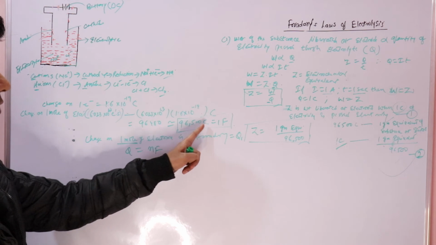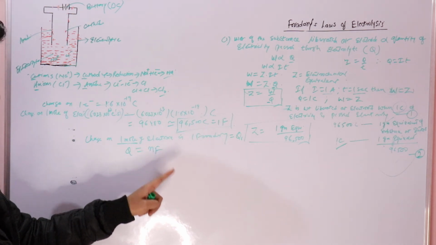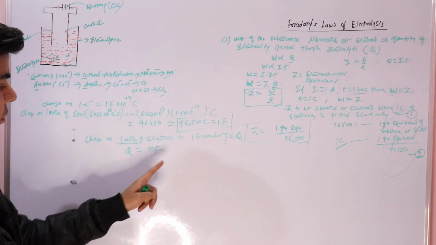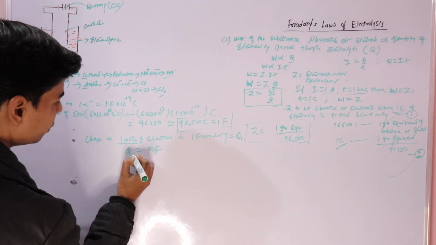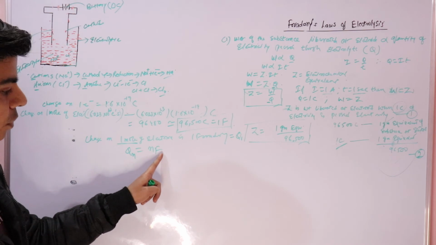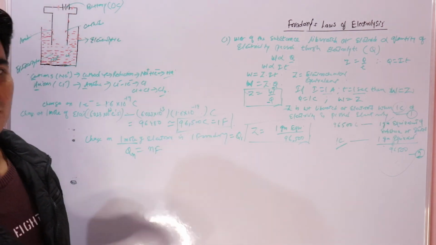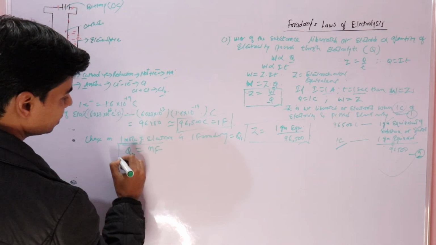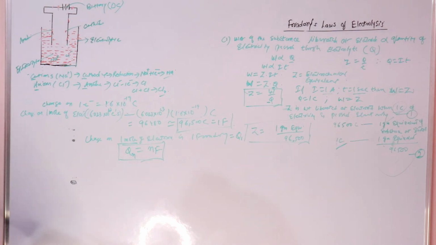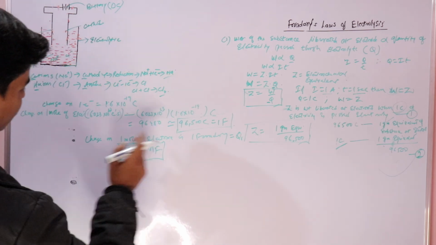We know that 96,500 is equal to 1 Faraday. So nF. F is the charge on 1 mole of electrons. So the charge on n moles of electrons would be nF: number of moles into the charge on 1 mole of electrons, which is 96,500. Right? This relation is important. And from here we can deduce one relation.